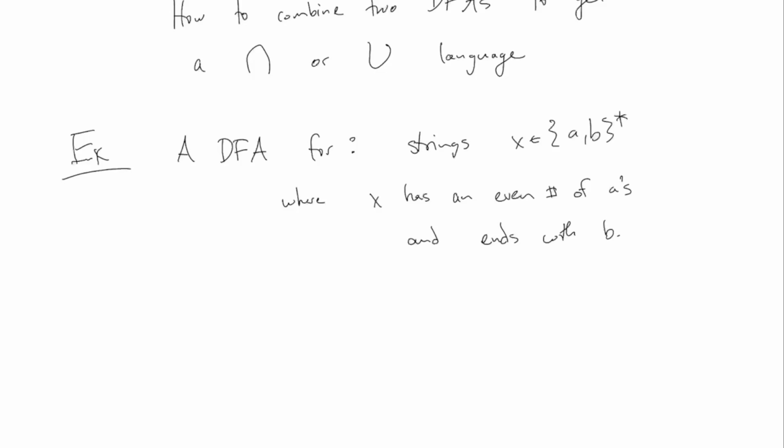Does anybody looking at this description, x has an even number of a's and it ends with a b, can you express it as a union of something or an intersection of something? I think it's an intersection. How do you know it's an intersection? Because of the word "and," basically. You can identify this as this thing here and this thing here, and they're connected with the word "and," which indicates that this is an intersection of two separate languages.